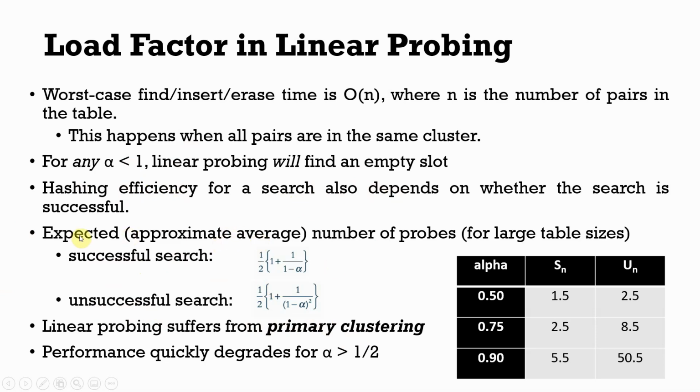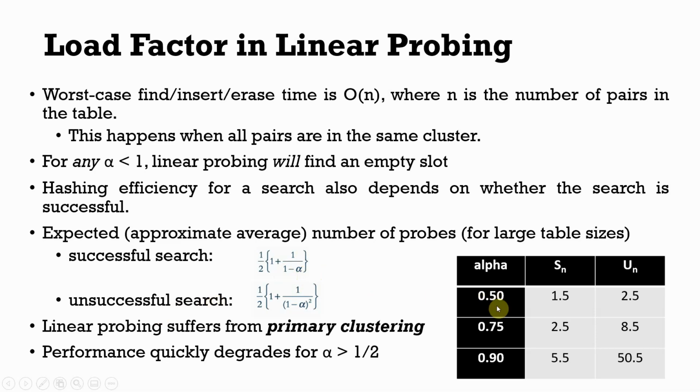The expected or approximate average number of probes or comparisons for a large table size for a successful search is going to be 1/2 (1 + 1/(1 - alpha)). And for an unsuccessful search, it's given here. So you can approximately find out how many probing sequences you're going to have, depending on your alpha. And it's different for successful searches compared to unsuccessful searches.